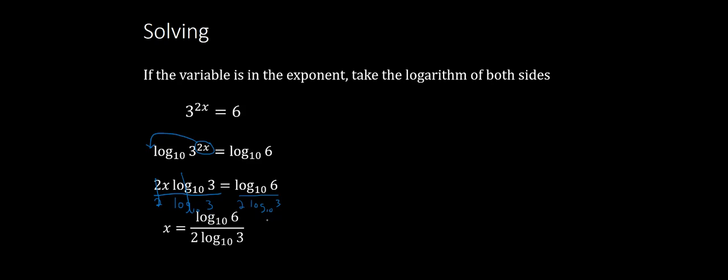Then I can type this into my calculator, where log base 10 of 6 means that I would push the log button. The log button on your calculator is an assumed base 10. So I type in log of 6, and that's going to give me 0.7782. Then do 2 times log of 3 on your calculator, and we get 0.9542. Then divide those two numbers to find x equaling 0.8154.